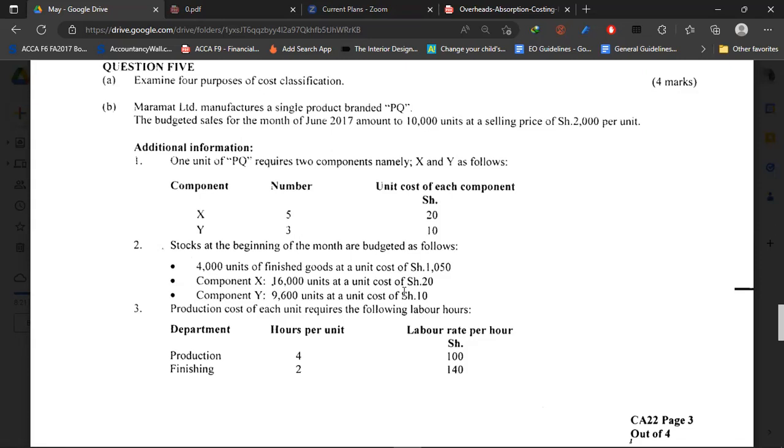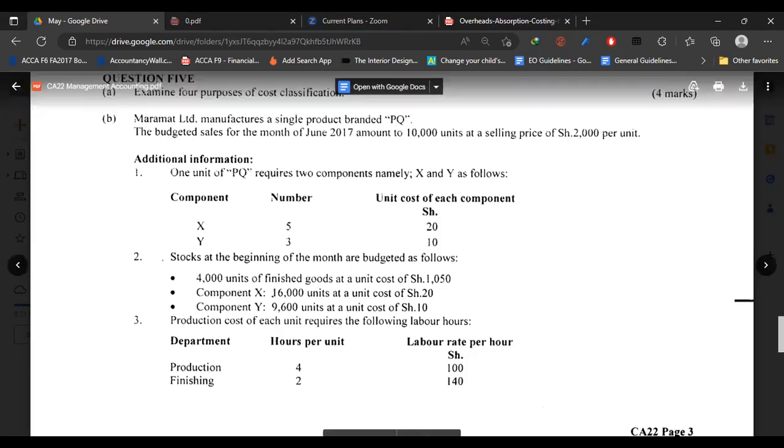Stocks at the beginning of the month are budgeted as follows: 4,000 units of finished goods at a unit cost of 1,050 shillings. Component X, 16,000 units at a unit cost of 20 shillings. Component Y, 9,600 units at a unit cost of 10 shillings. Production cost of each unit requires the following labor hours. Departments, there are 2 departments, production and finishing. For production, 4 hours per unit.